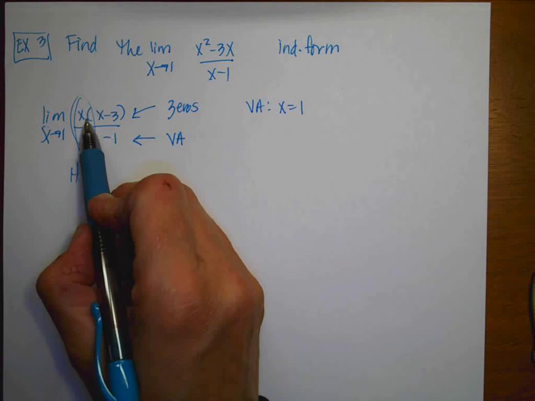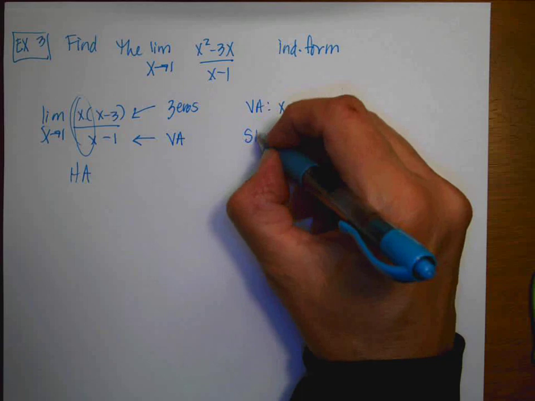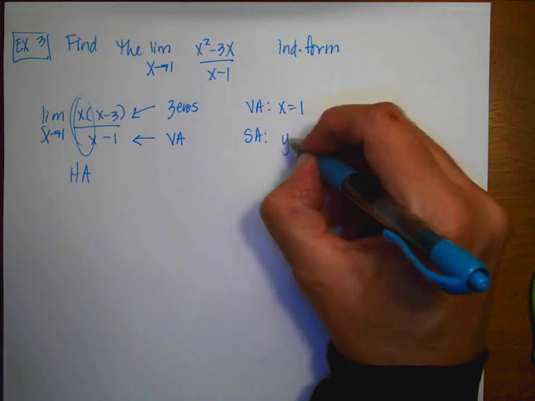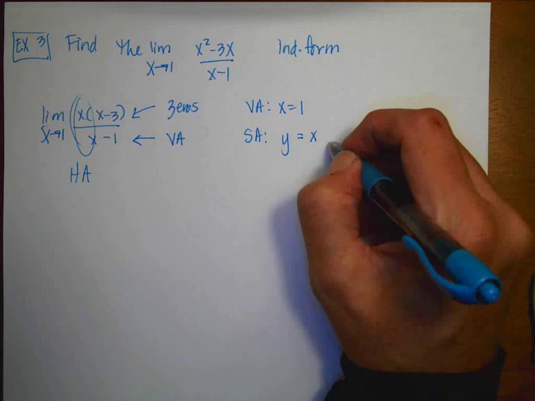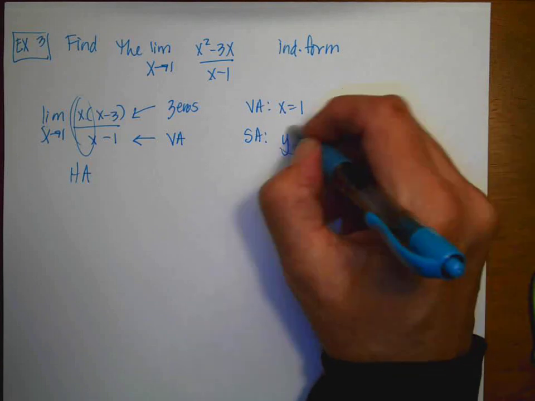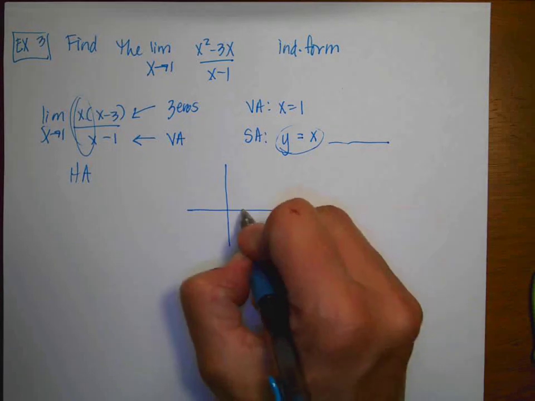The degree is higher in the numerator, so that means that I'm going to have a slant asymptote, and it's basically going to be y is equal to x. It doesn't matter what else goes with it, this is what's important. So now let's sketch the graph.